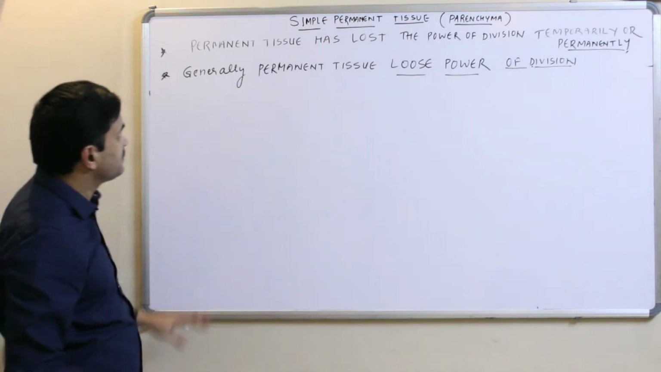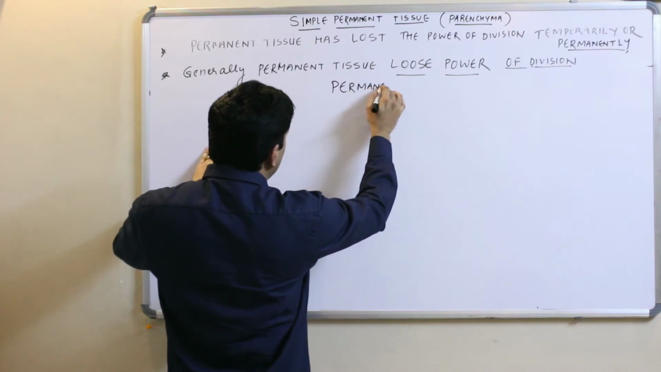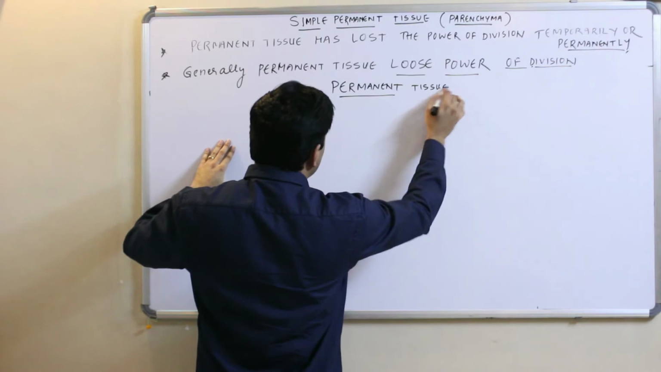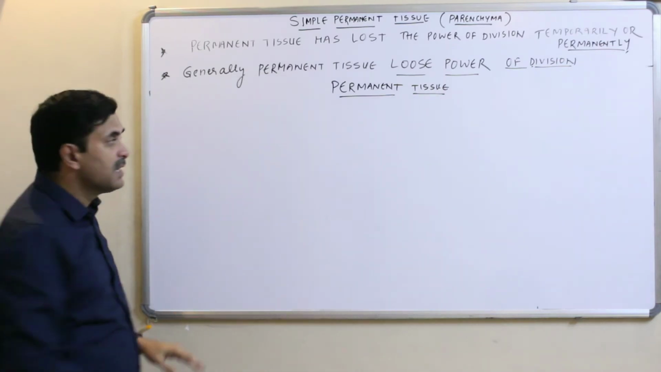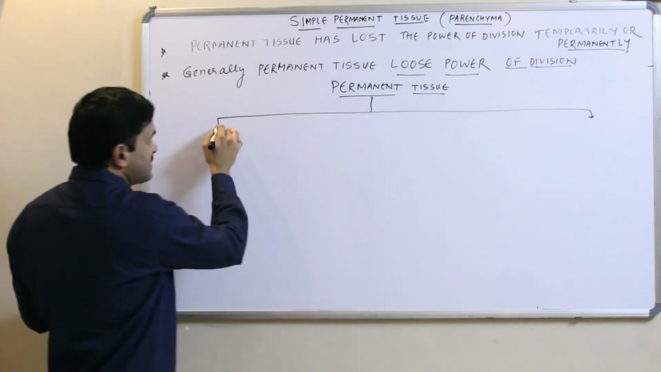Alright, now if I talk about the classification of the permanent tissue, then the permanent tissue is classified into two categories.